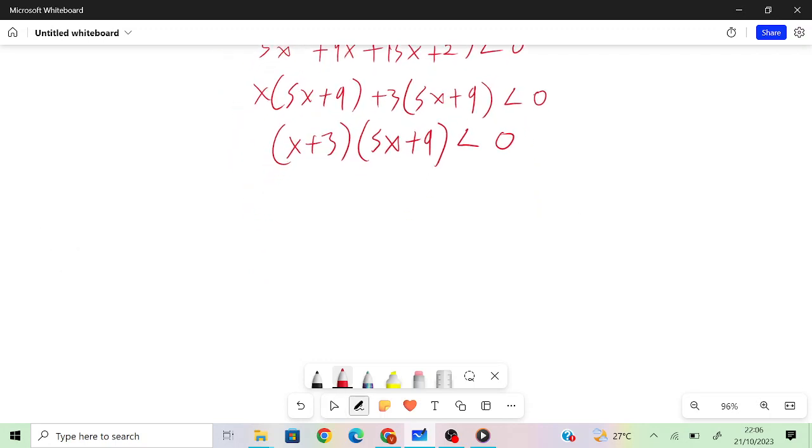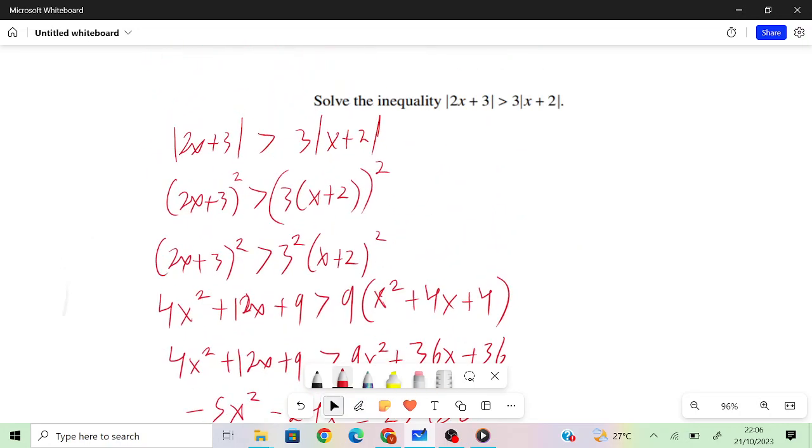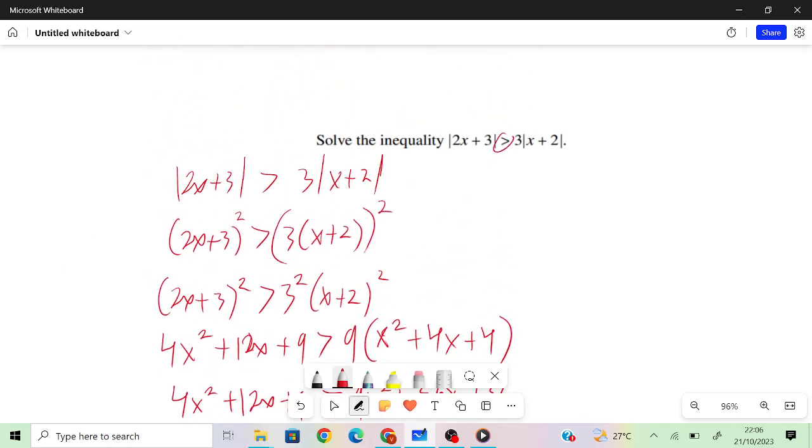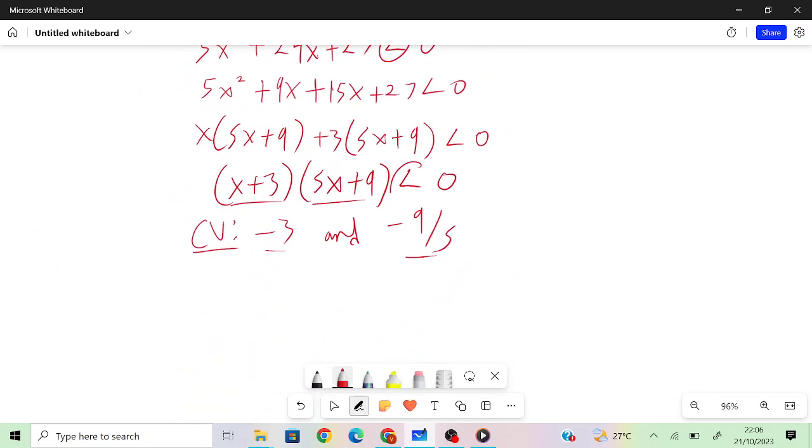So I'm not going to give my final answer here. I'm just going to say we have our critical values. We know our critical values over here are minus 3 and minus 9 over 5, because if you were to equate these two to 0, these are the two values you will get. Now, as I said, we look at the sign that we use. This can be a bit complicated because we started off initially with a greater than sign, but our final answer was derived via a less than sign. So which one do we use? The answer is we use the more recent one, and in this case the less than.